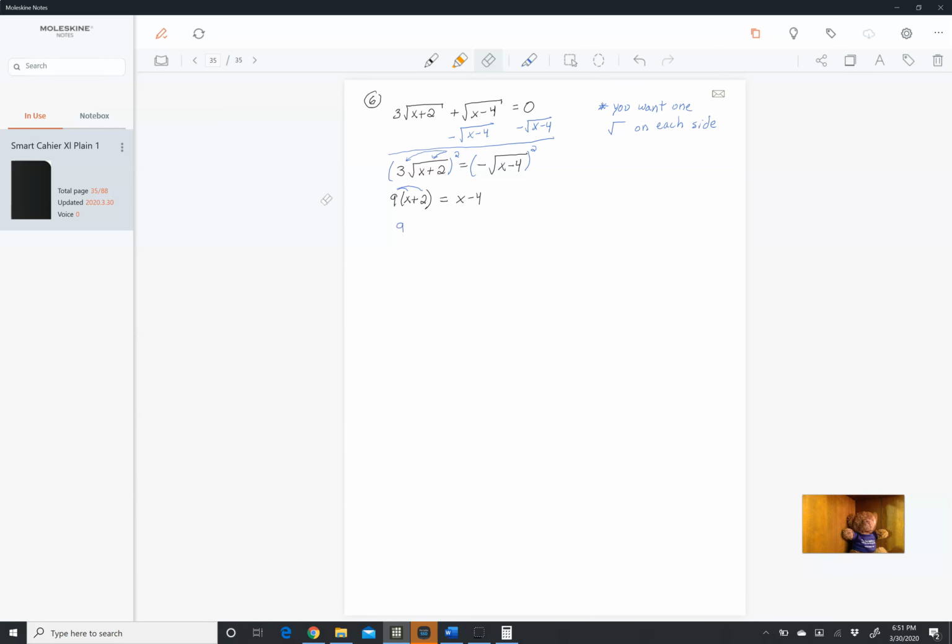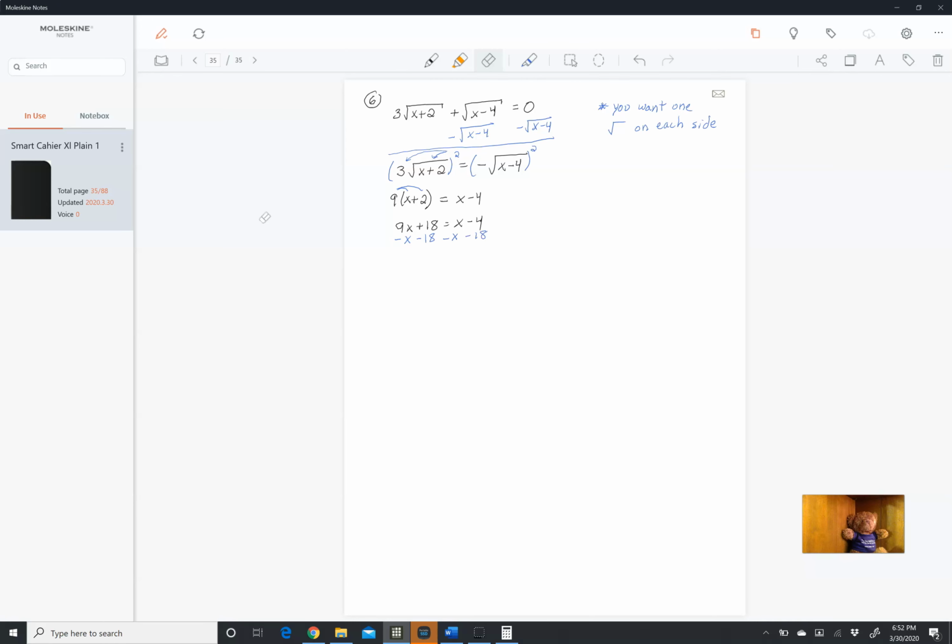And we get 9x. Oops, sorry about that. We get 9x plus 18 is equal to x minus 4. This is so that we get that linear equation written in a way that we can easily solve it. Okay. And now again, it's linear. We move our x's to one side and our numbers to the other. So we can subtract x from both sides. And we could subtract 18 from both sides.